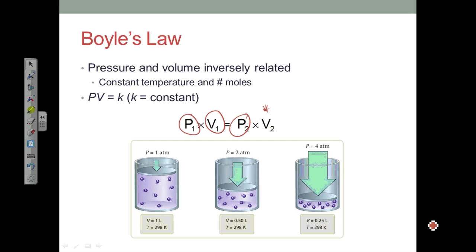And if we look at each one of these, let's count our particles. 1, 2, 3, 4, 5, 6, 7, 8, 9. And again, 9. We have 9 particles in each container, so we're keeping a constant number of moles of a gas.